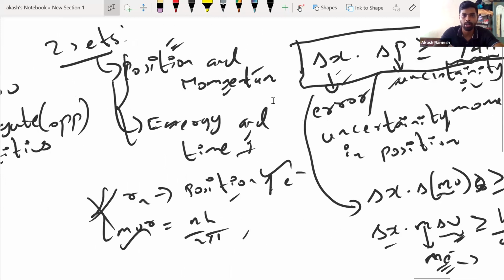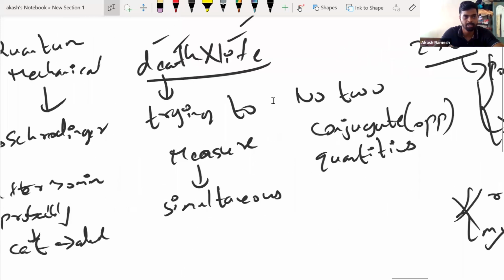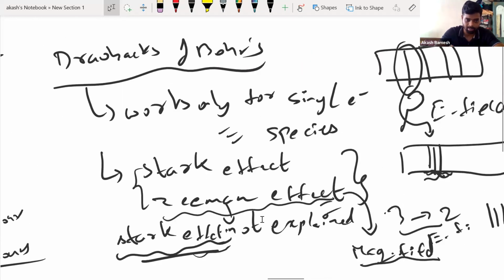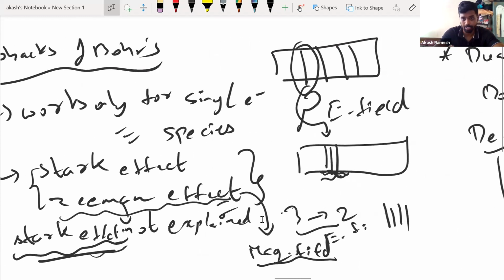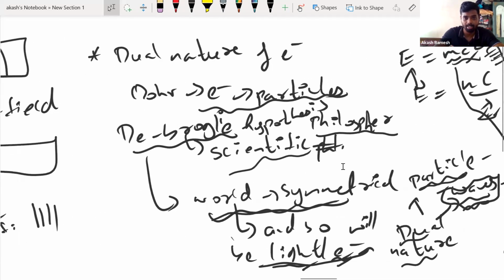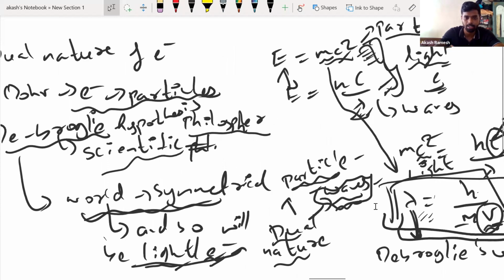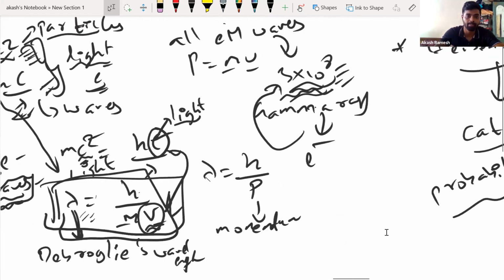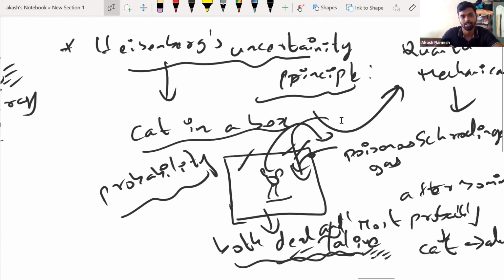So you can understand what all the problems coming from the first were. First was the single electron species. Second was that the Zeeman and Stark effect was not explained by Bohr. Third one was the dual nature of light, de Broglie's hypothesis. We got de Broglie's wavelength equal to h by mv. And at last, the fourth and finally important problem was Heisenberg's uncertainty principle.